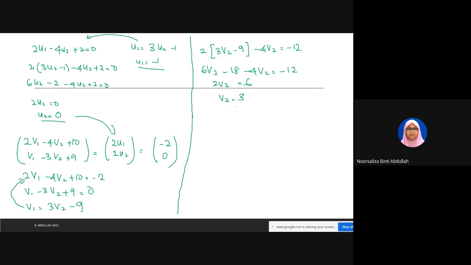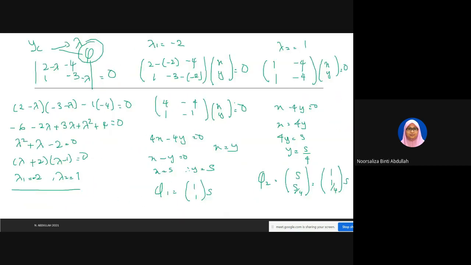So v2 equals to 3, we can get v1. You substitute v2 into this equation. Then you will get v1 equals to 3v2 minus 9, so 3 times 3, 9 minus 9, 0. So v1 equals to 0, v2 equals to 3. Okay, faham? Faham tak? Senang kan?